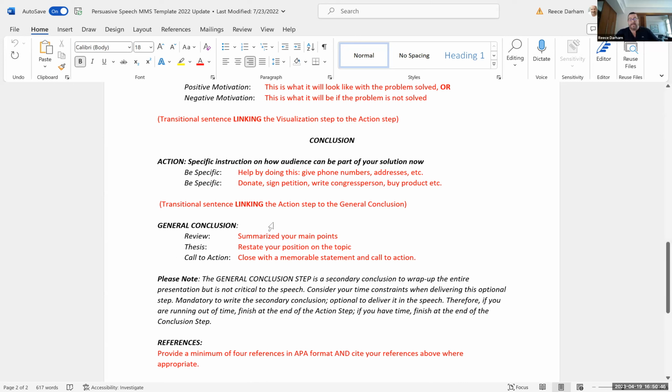So, general conclusion: have those three pieces of information. Review, where you summarize your main points, which would be primarily your problem, solution, and action. And then restate your position on this topic, and close with a memorable statement, right? That's what I call a Jerry Springer moment, that soliloquy you give that just brings the whole speech together, making sense. And so that's what you would do for this speech. It takes a lot more preparation, takes a lot more practice, but you definitely can do this speech quite well. I've got full faith in you guys.